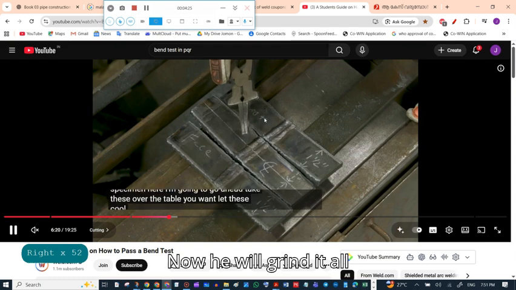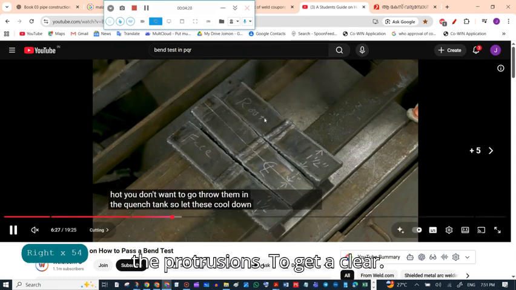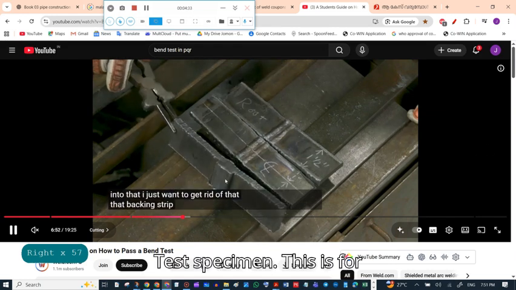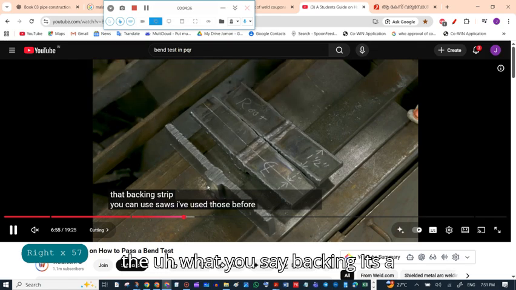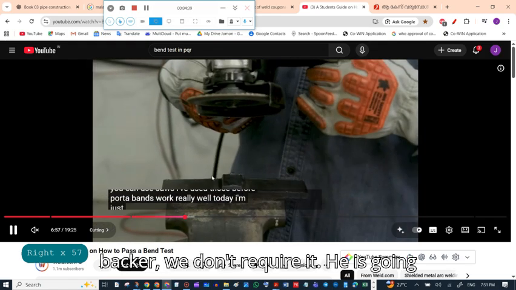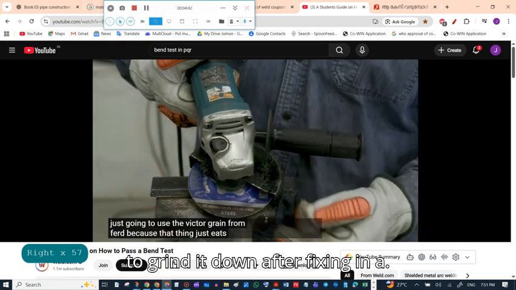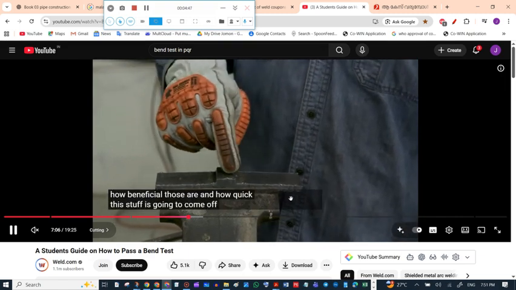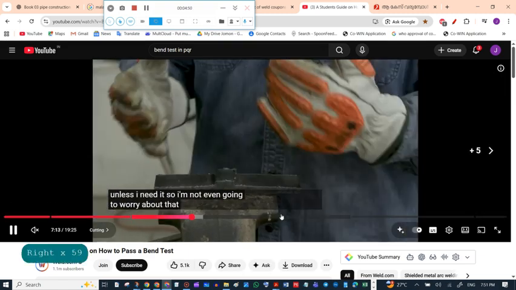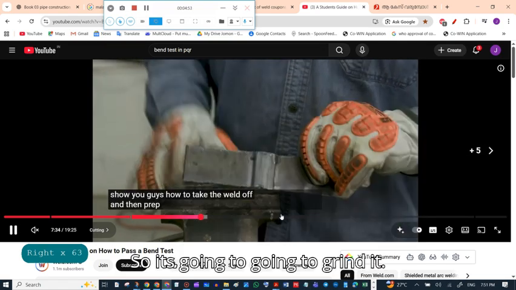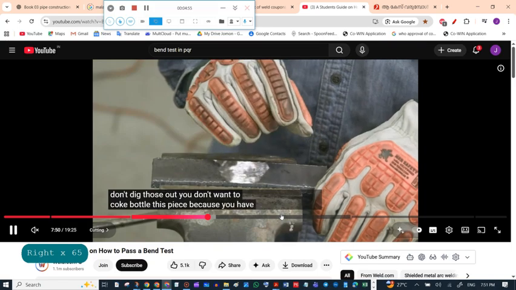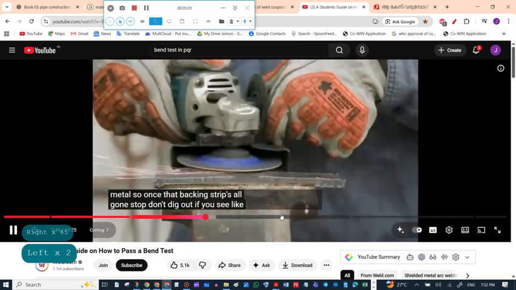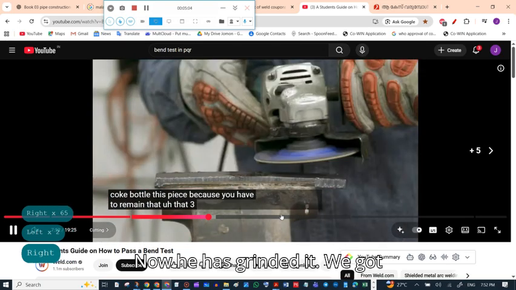Now he'll grind all the protrusions to get a clear test specimen. This is for the backing. It's a backer. We don't require it. He's going to grind it down after fixing it in a holder. So it's going to grind it. Oh, he has ground it actually, like this. Now he has ground it.